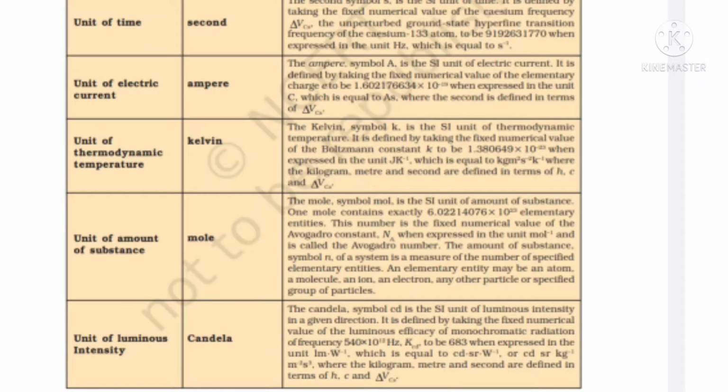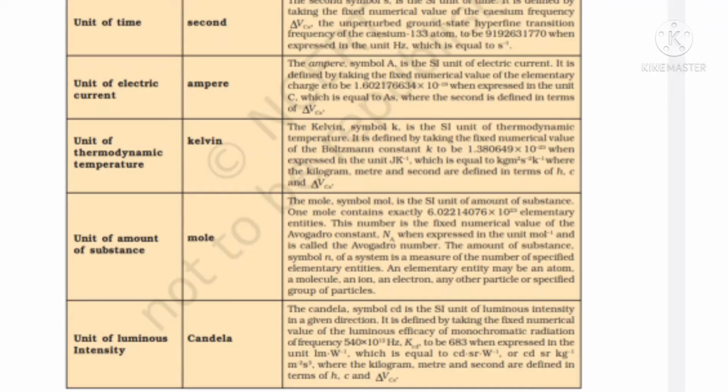Amount of substance. The base unit of amount of substance is mole. 1 mole contains exactly 6.022140076 into 10 raised to 23 elementary entities. This number is the fixed numerical value of the Avogadro constant. Amount of substance of a system is a measure of the number of specified elementary entities. An elementary entity may be an atom, molecule or ion, etc.